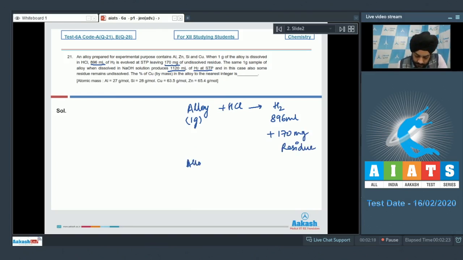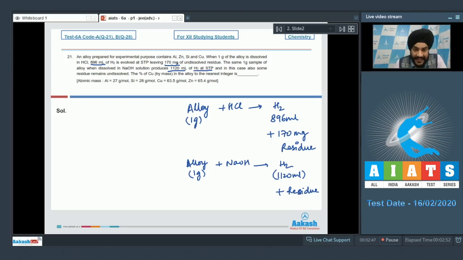The same 1 gram alloy, when reacted with NaOH, produced H2 again, and the volume produced was 1120 ml, and in this case also there was some residue remaining undissolved. So we have to figure out the percentage of copper by mass in the sample. If you look very carefully at the elements given to us in this sample, we have been given aluminium, zinc, silicon and copper.